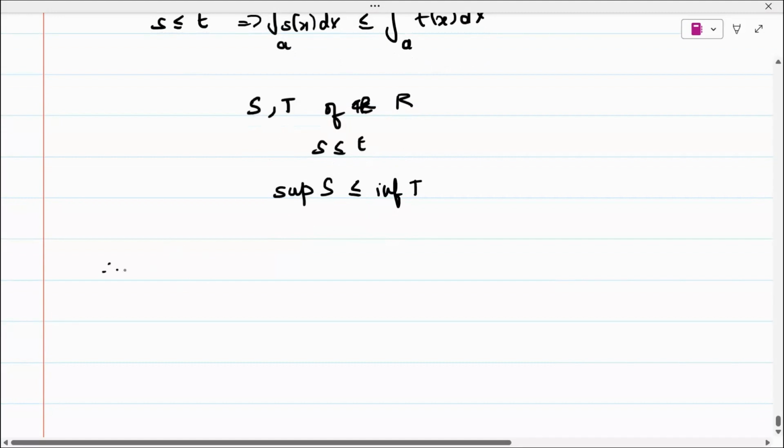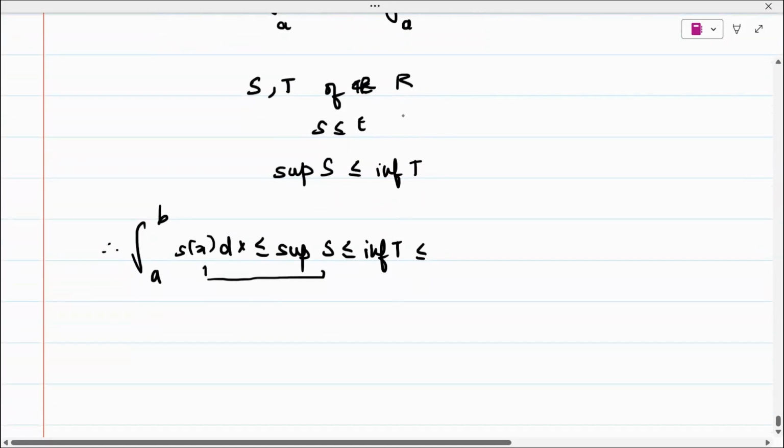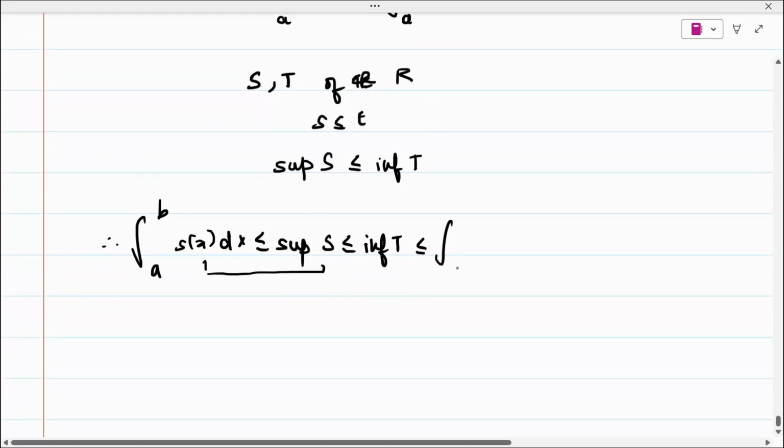So therefore we have this by this definition of the lower integral, and by the definition of the upper integral. This is the definition of the integral here, by the definition of the upper integral.